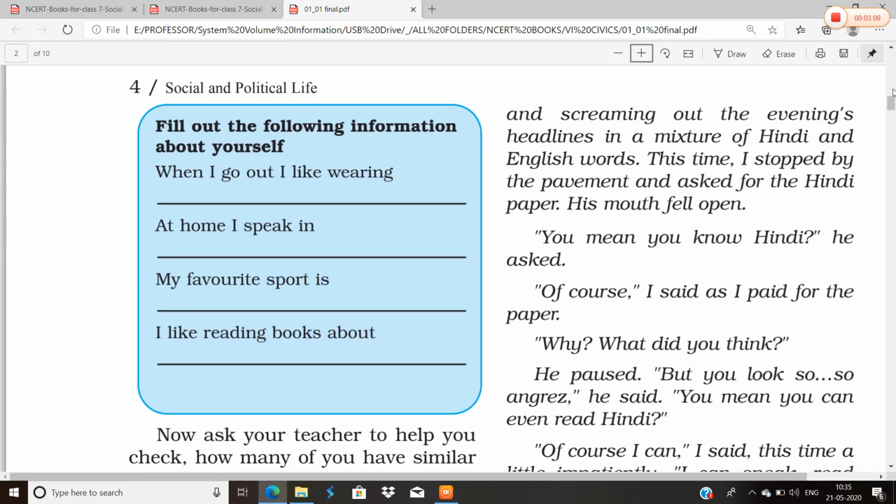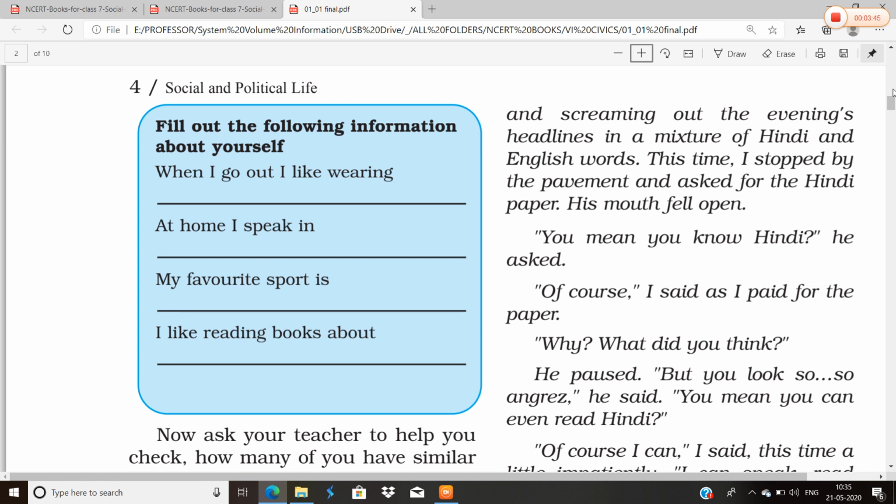Now, if you see here, fill out the following information about yourself. When I go out, I like wearing; at home I speak; my favorite sport; I like reading books about. If you fill this and tally each and every person's sheet which has been completed, you will see tremendous changes in that. For example, whatever clothes you like to wear, you like to wear a t-shirt, and some would like to wear something different, a good quality shirt.